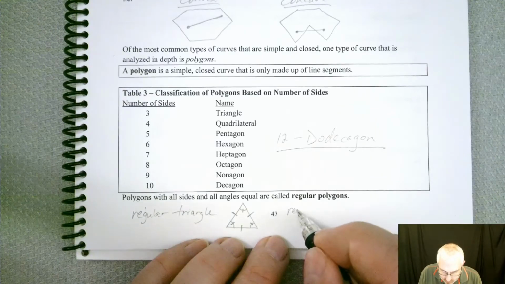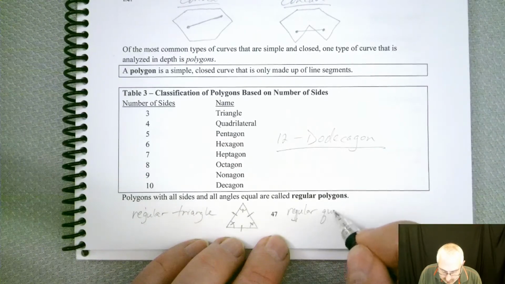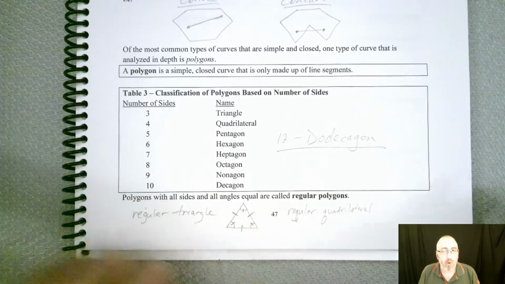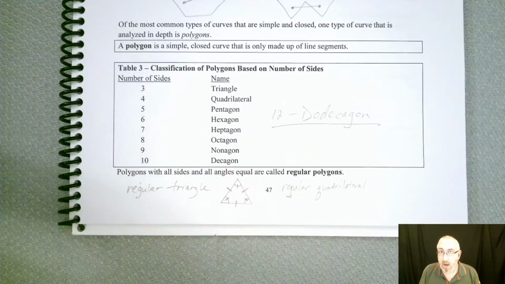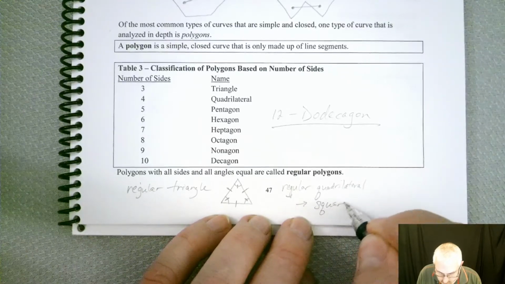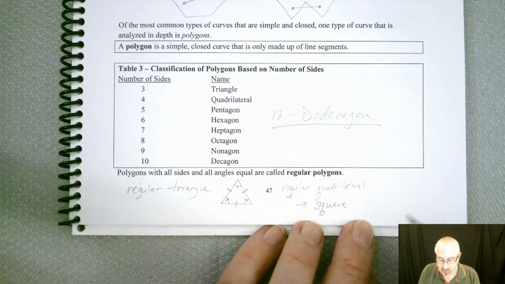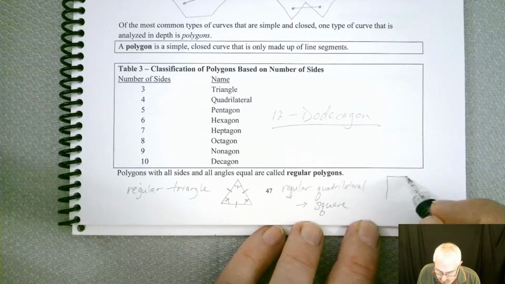What about a regular, oops, if I can spell right, a regular quadrilateral? I know you know this one. A regular quadrilateral. So again, quadrilateral is 4 sides. All the sides are the same length. All the angles are the same. You know that one. It's a square, right? It's got to be a square. So a square is a special type of quadrilateral, and we're going to explore all kinds of quadrilaterals in a little bit.